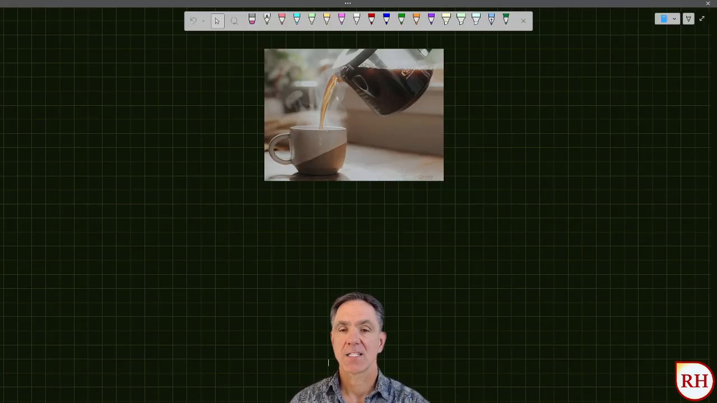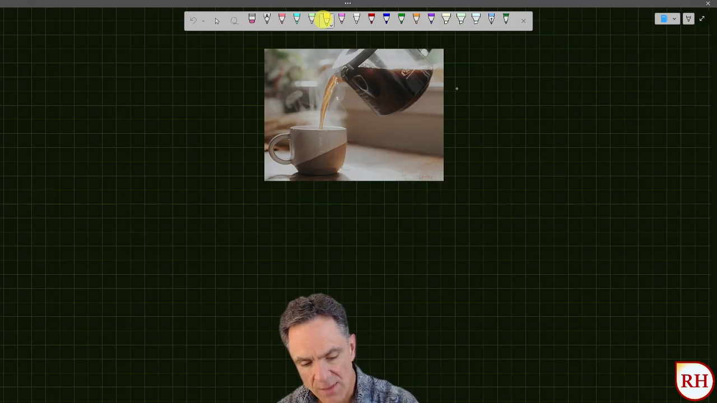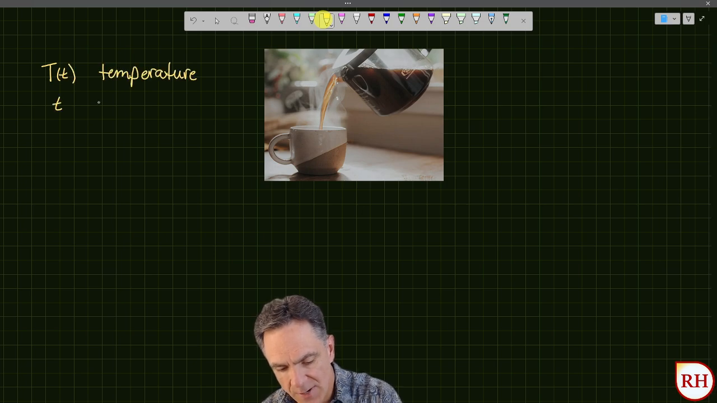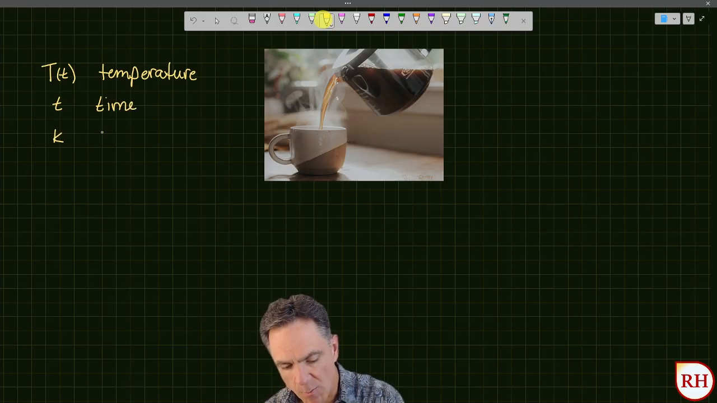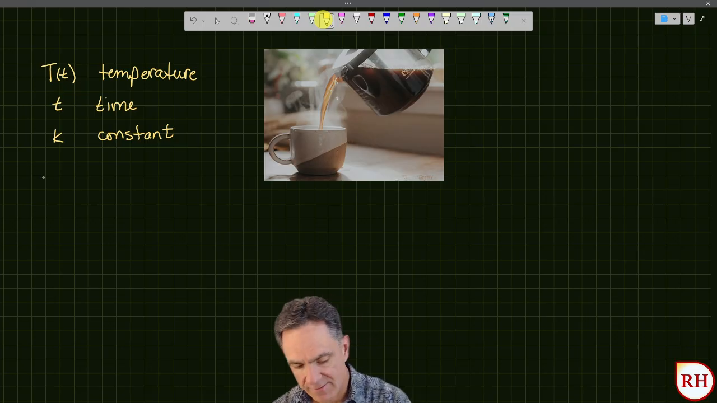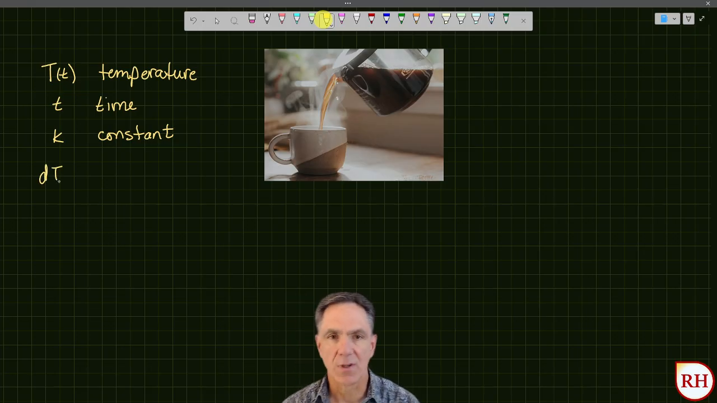You recall from last time we were talking about the temperature of coffee in a cup. And what we decided was that we were going to start with the temperature as a function of time. So this is temperature, and our independent variable t is time. And then we have k, which is a proportionality constant that is associated with our model. And we derived last time that the rate of change, we don't know what the temperature is.